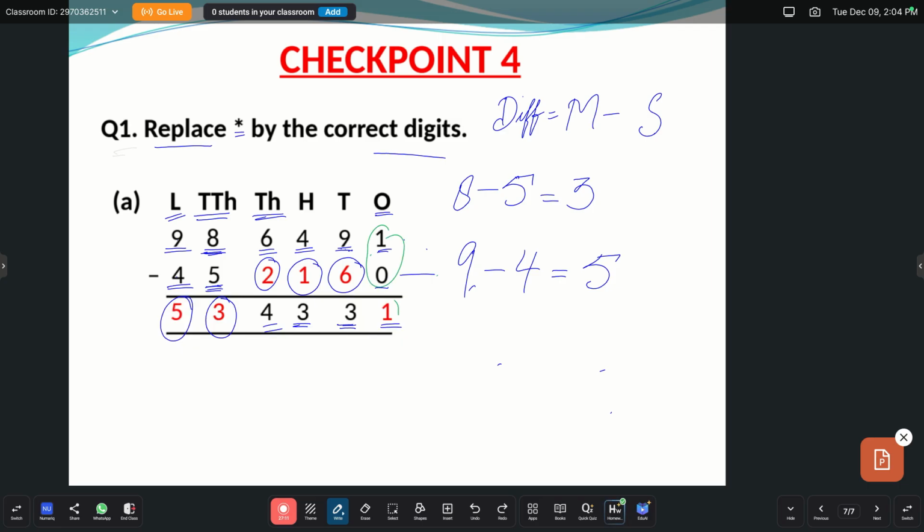1 minus 0 is 1. 9 minus 6 is 3. 4 minus 1 is 3. 6 minus 2 is 4. 8 minus 5 is 3. And 9 minus 4 is 5. Okay. So, this is the way that you have to do this question. For finding the difference, you will always remember you have to do minuend minus subtrahend. For finding the subtrahend, you will always remember that you have to do minuend minus difference. Okay, beta?